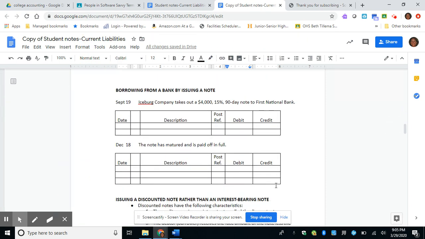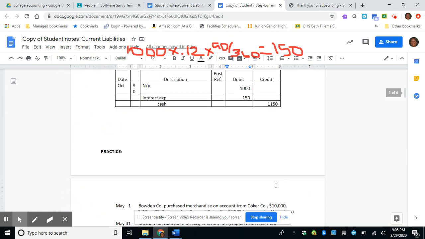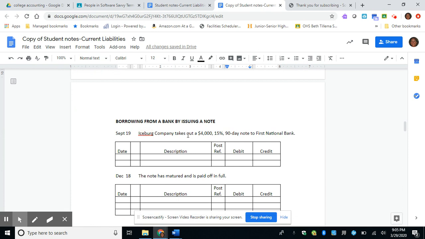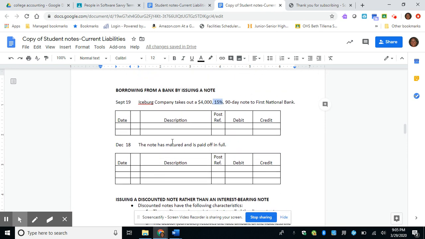Now, let's look at taking a loan out from a bank. So we're going to go to a bank rather than turning an account into a notes payable. We're going to go to a bank and get a short-term loan. You guys can see it's a 90-day loan. It's 15%, but this percent is always calculated as a year. So we are going to go to the bank and get a loan.